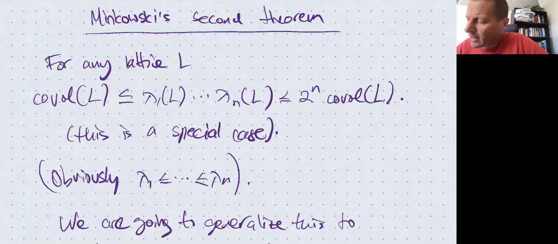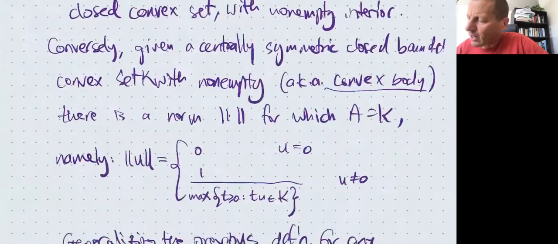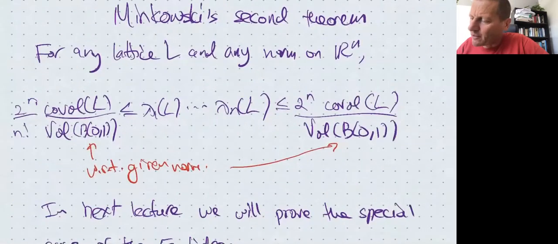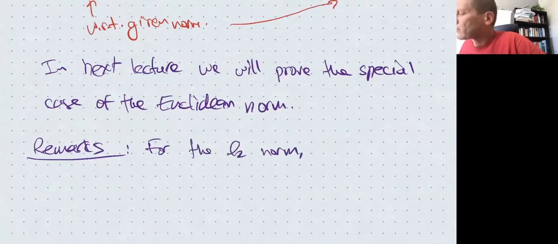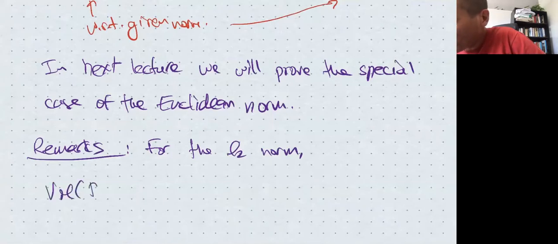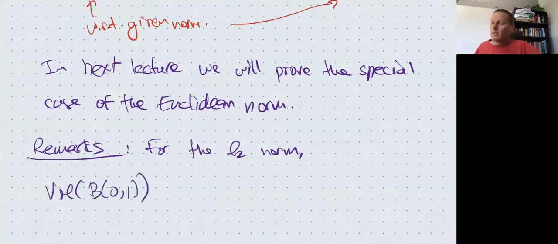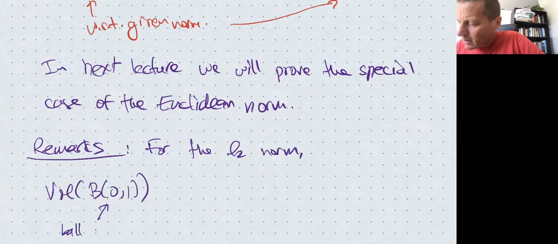And to understand that, we need to figure out what this volume is in the Euclidean case. So for the L2 norm, there's a formula for the volume of the ball in Rn.